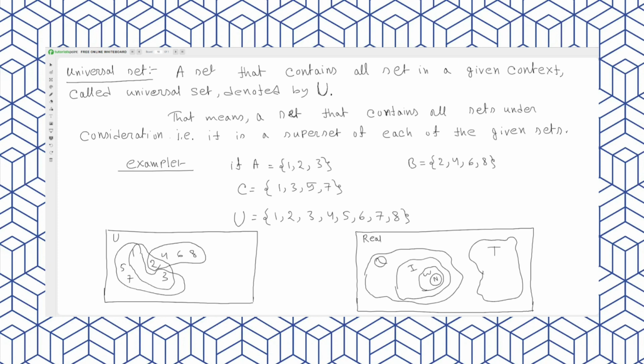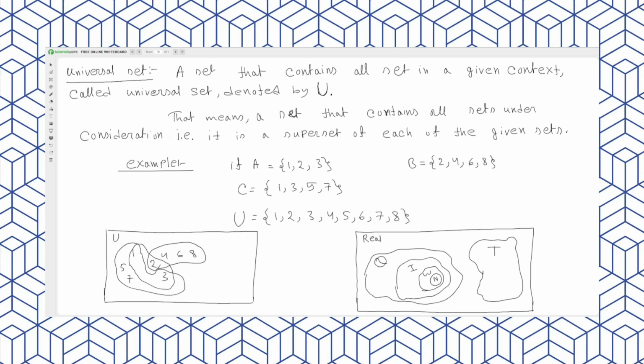Basically it is the total elements of A, B and C, right? So in this Venn diagram we can see that U is the superset of every set. A is a proper subset of U, C is a proper subset of U, and B is also a proper subset of U. Now we will see another Venn diagram, that is the number system.